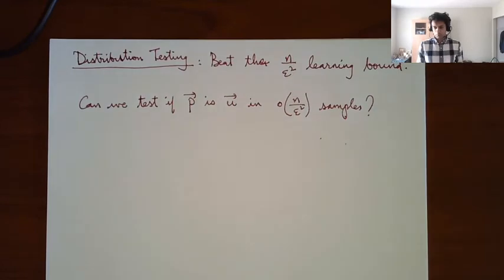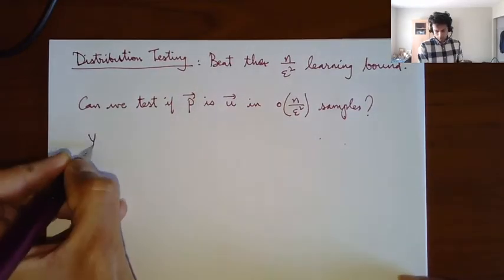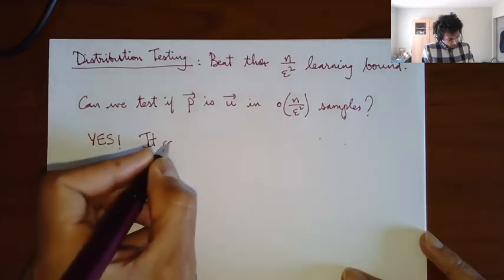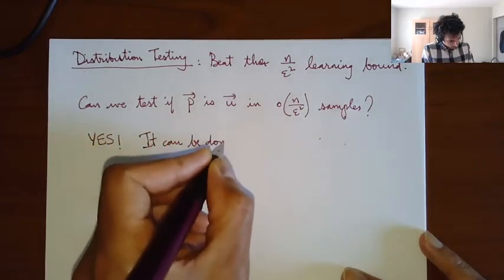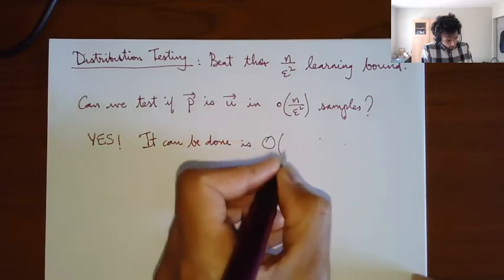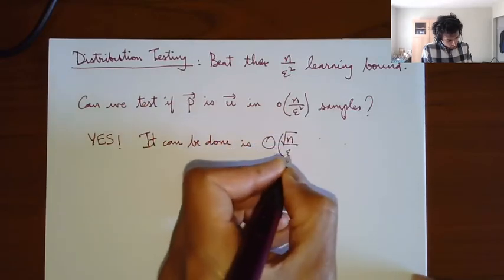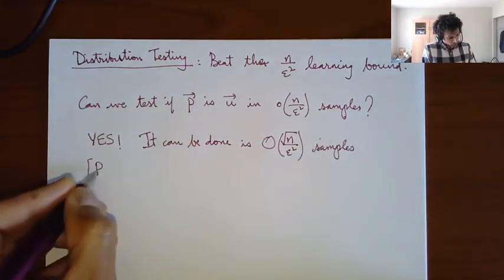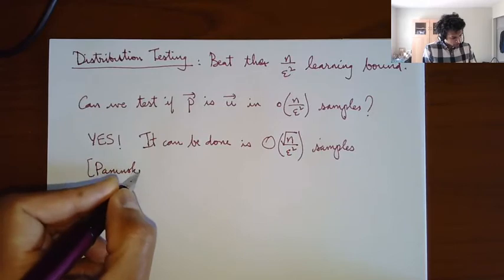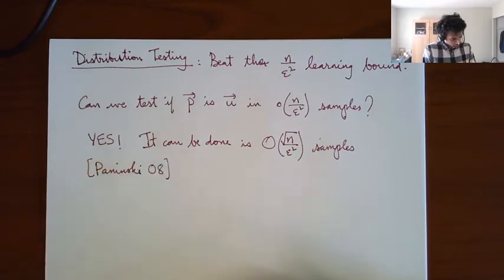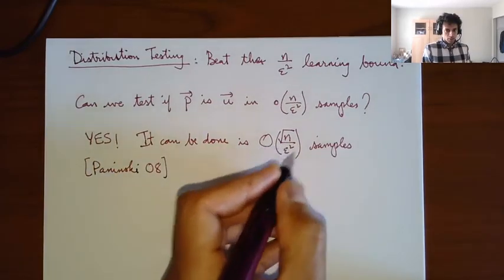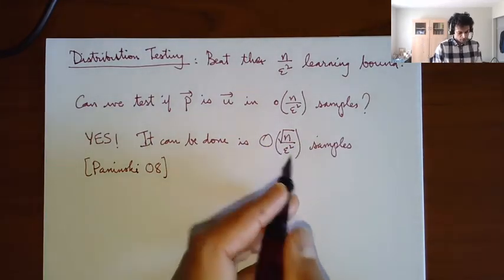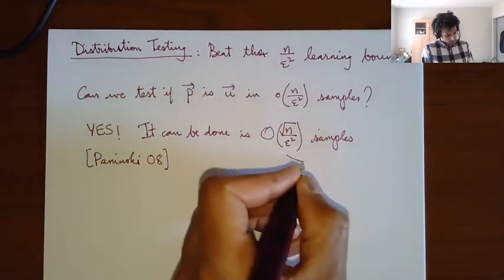A very remarkable result is that the answer is a resounding yes. It can be done in O of square root n over epsilon squared samples. This result is by Paninski in 2008, who got this dependence, and this is optimal. This exact expression is optimal.